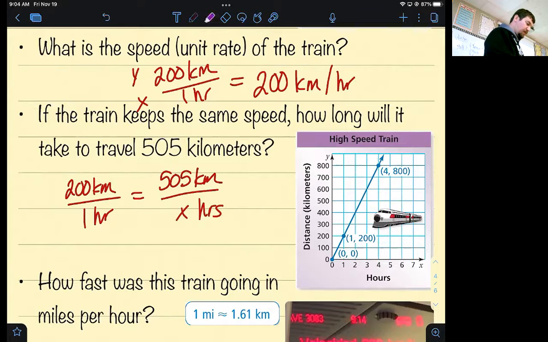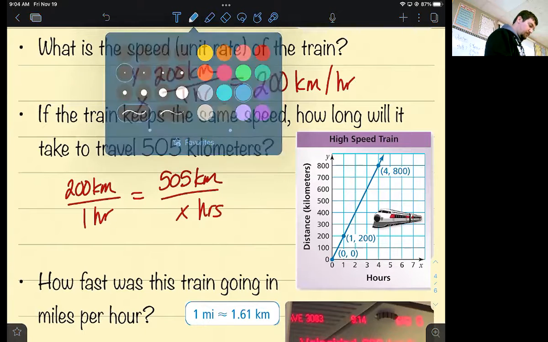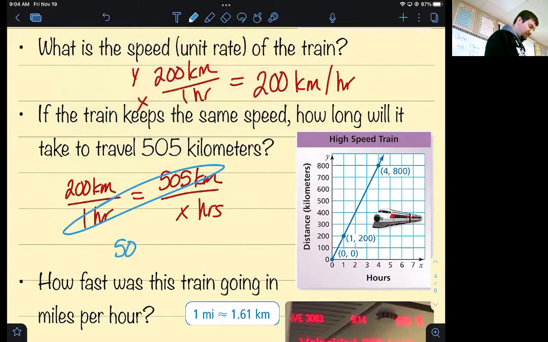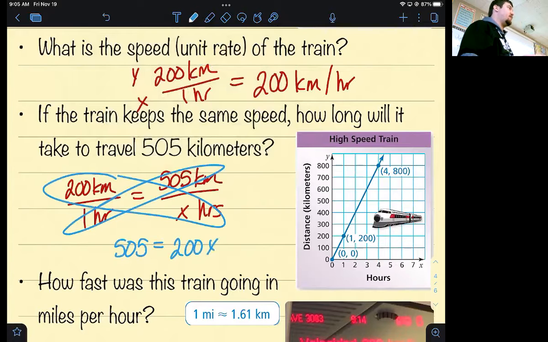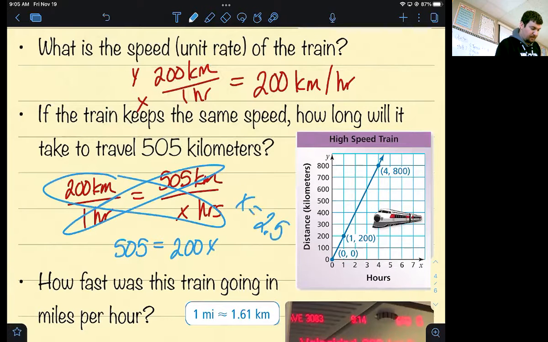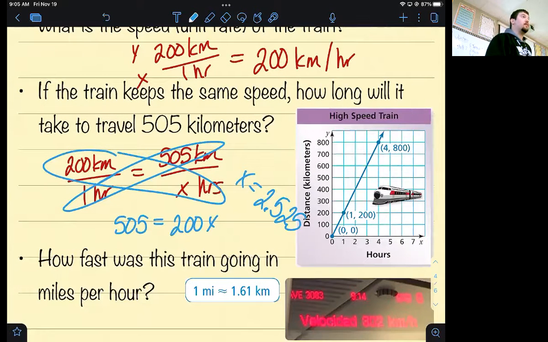And I cross multiply. What is 1 times 505? 505. And what is 200 times X? 200X. And I need to divide by 200. So what's 505 divided by 200? 2.525. Is that it? Okay. And was this hours or was this kilometers? Hours. It was hours because our X is down here with the hours. So I put hours next to it.